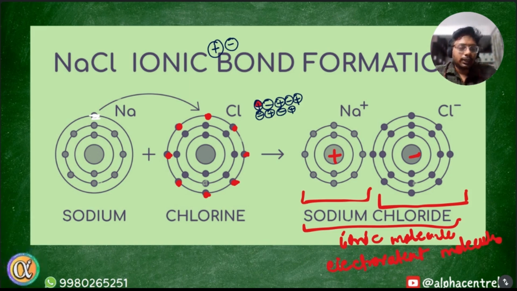Here, when I draw this diagram, it is called the complete structural formula for the formation of sodium chloride, where I've shown you exactly how many electrons were there in every shell of sodium and chlorine and how the transfer of electron is taking place.